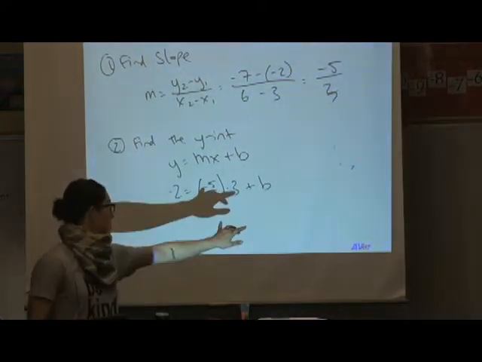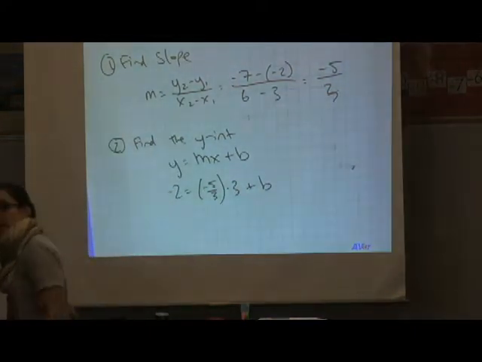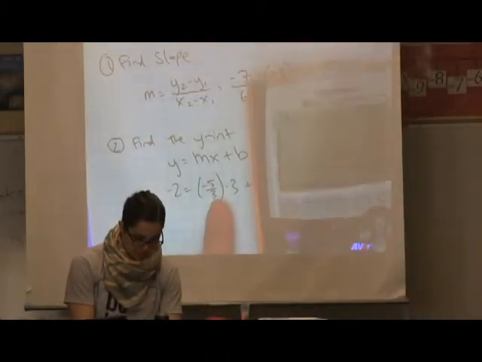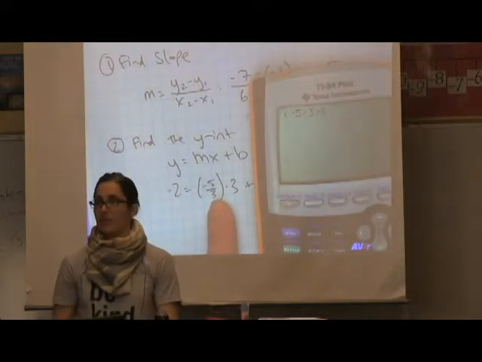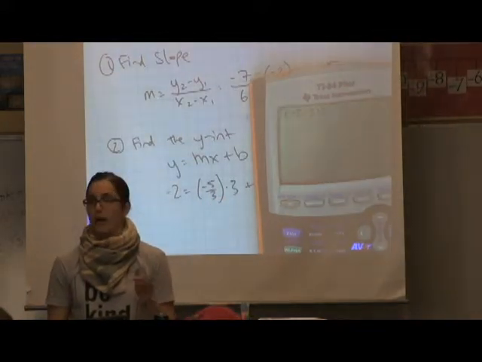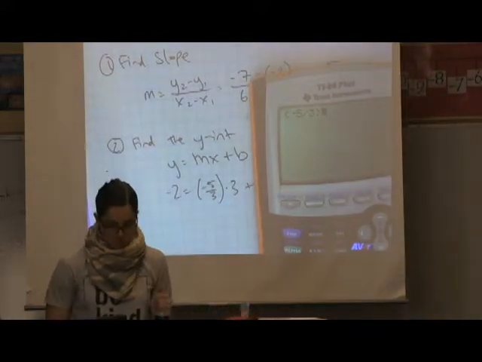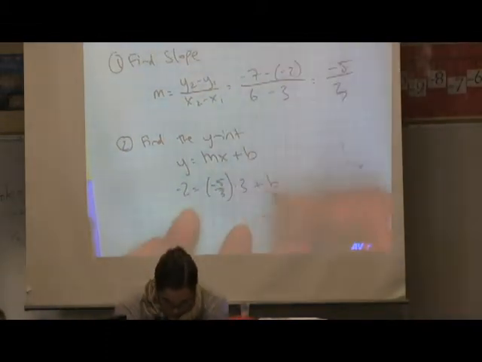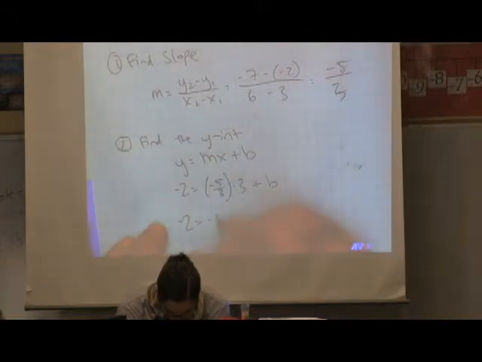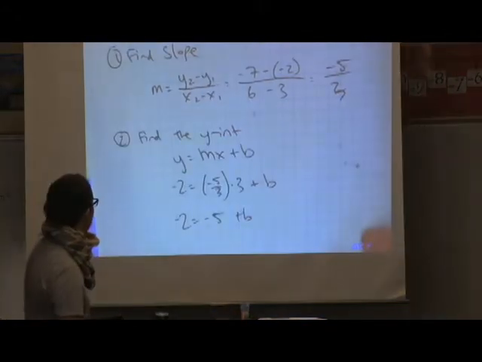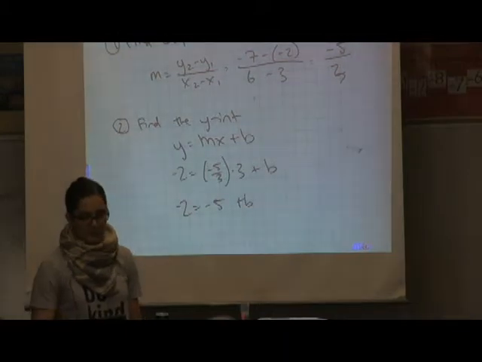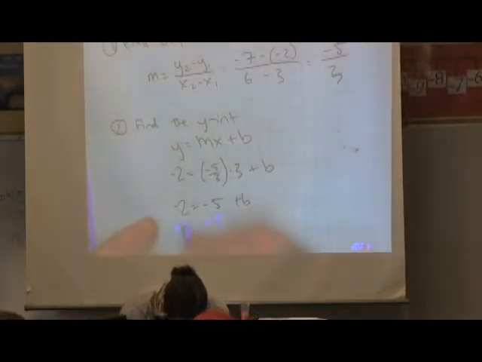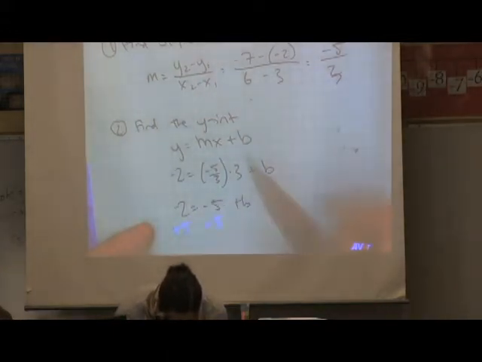value. Again, you might not like fractions. You might not like negative numbers. Neither of those things really matter because you should be able to just put that in your calculator as negative 5/3. You have to know how to put fractions in your calculator. You must use parentheses. Times 3 is negative 5. Yes, you could also learn how to multiply fractions and they cancel each other out. So, negative 2 equals negative 5 plus b. Simply solving by adding 5 to the other side, I get that my y-intercept is 3.